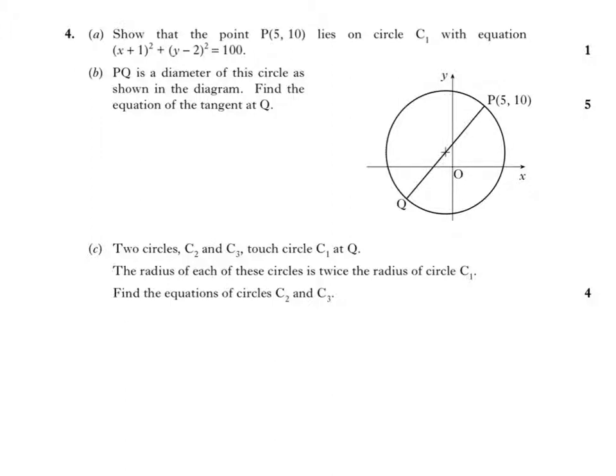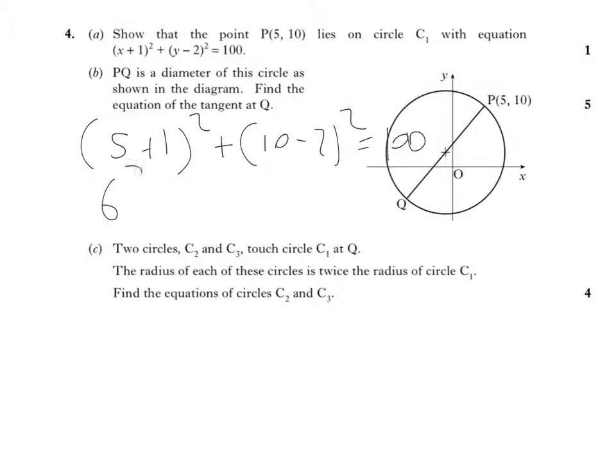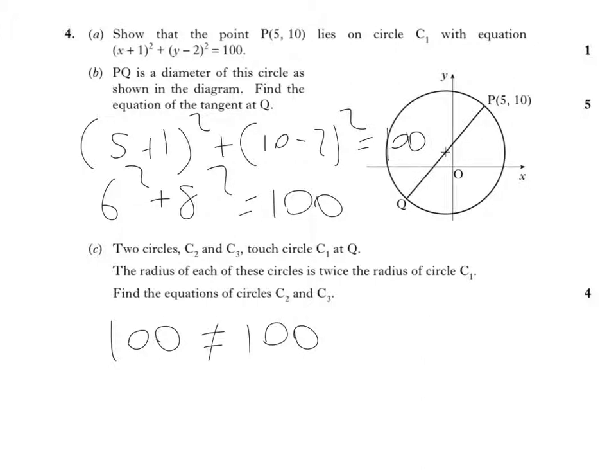Where I see x, I'm going to replace it with 5, because that's the x coordinate. Where I see y, I'll replace it with 10. So that will give me (5 + 1)² + (10 − 2)² = 100. That's 6² + 8², well, 36 + 64 is 100. So to show that, I would just say LHS equals RHS. Therefore, the point lies on the circle.